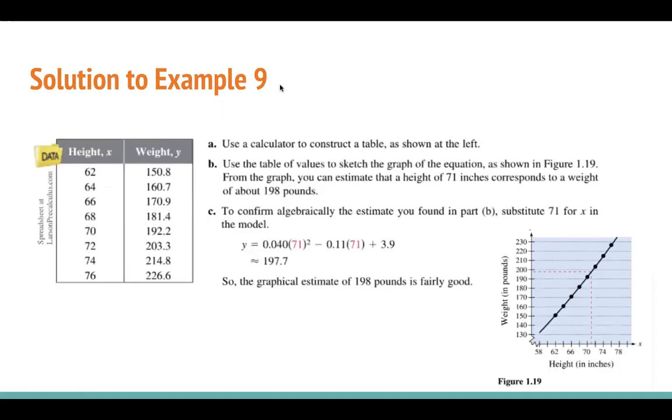Here is the solution to example 9. For part A, we're going to use a calculator to construct a table as shown on the left. And then for part B, we're going to use the table of values to sketch the graph of the equation as shown in figure 1.19. From the graph, you can estimate that the height of 71 inches corresponds to the weight of 198 pounds. To confirm algebraically the estimate you found in part B, substitute 71 for x in the model. Here you can see, so the graphical estimate of 198 pounds is fairly good.